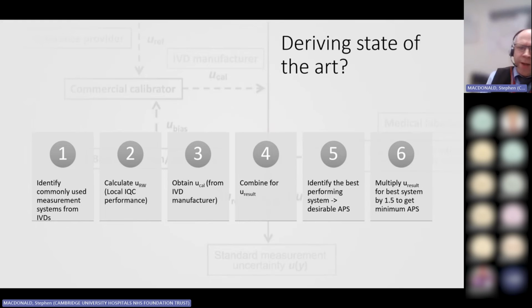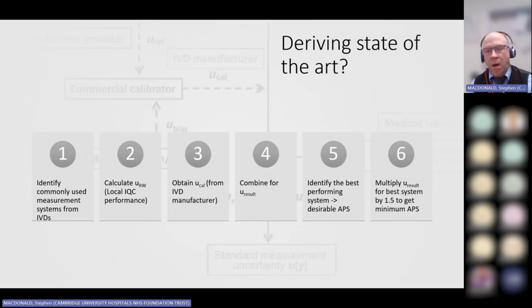So how do we go about doing that? How do we know what the best state of the art is within the discipline that we're working in? So first of all, we've got to identify what measurement systems are in use. So the most commonly used analyzer and reagent combinations. We can calculate the imprecision within the laboratory, the long-term imprecision or the intermediate imprecision in the form of URW from our IQC performance. Work out what the calibration uncertainty is, so we're making sure that the traceability hierarchy is included within our considerations here.